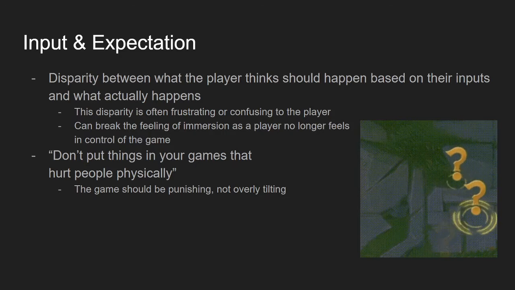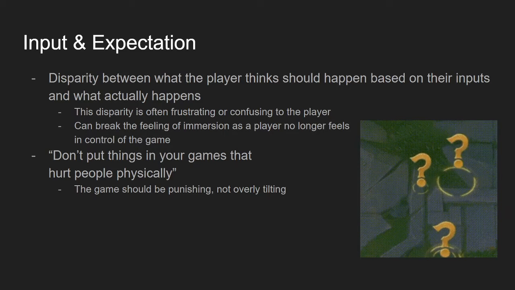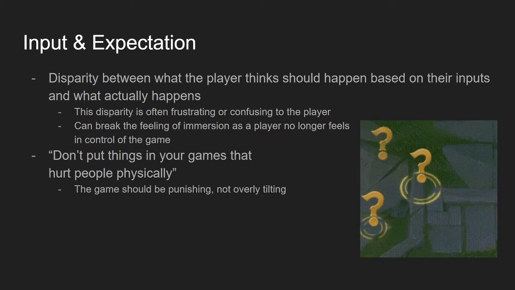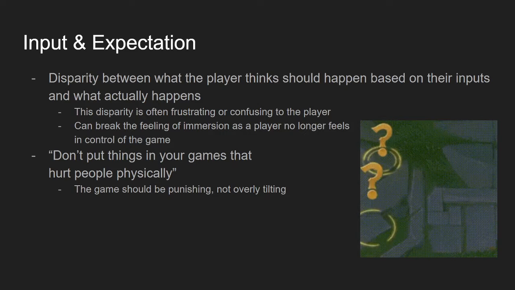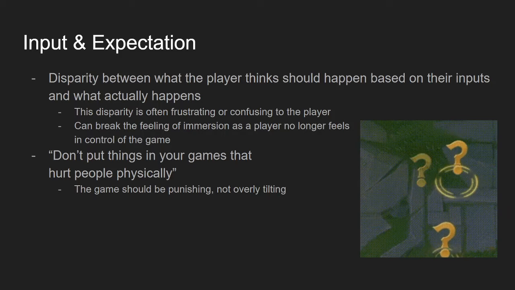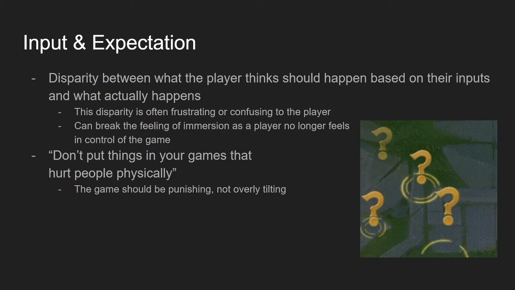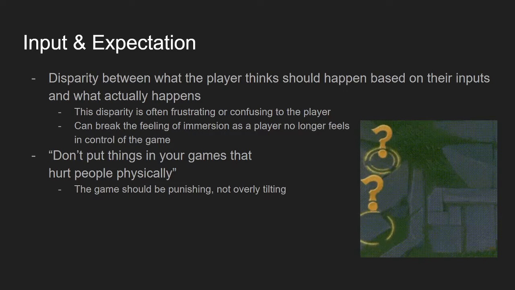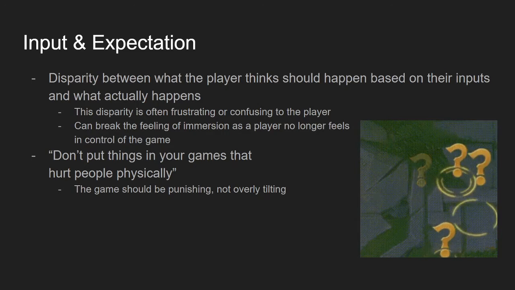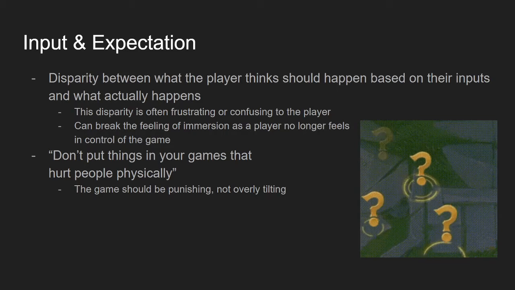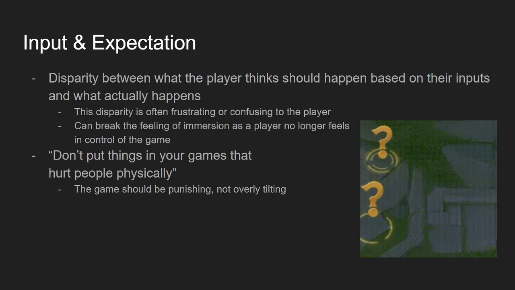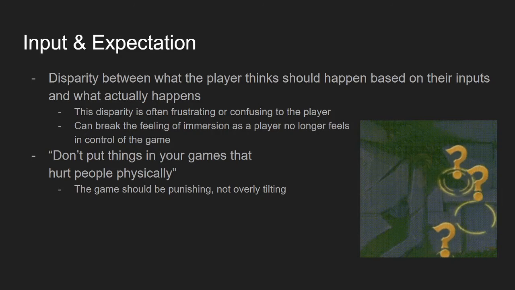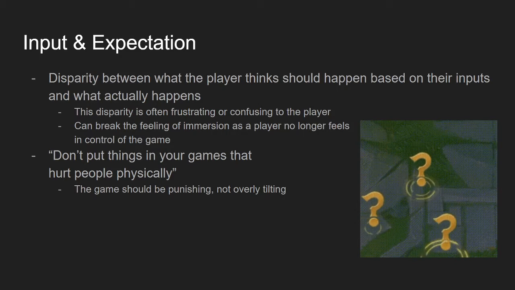Input and expectation. This is basically the difference between what a player thinks should happen and what actually happens, right? If I press a dash button, I expect my player to go forward immediately, not 2 seconds after. Or again, when I press the button for Mario to jump, I expect him to just jump quickly, not for 50 seconds. This can often, if not implemented well, be confusing or frustrating for a player and can make them feel like they're no longer in the game.